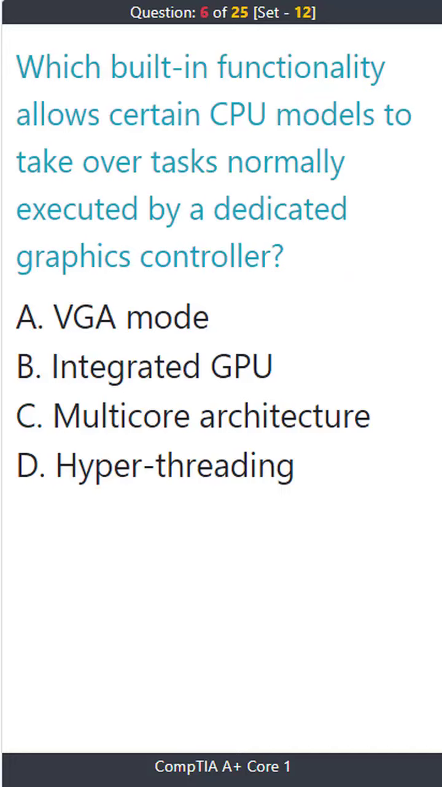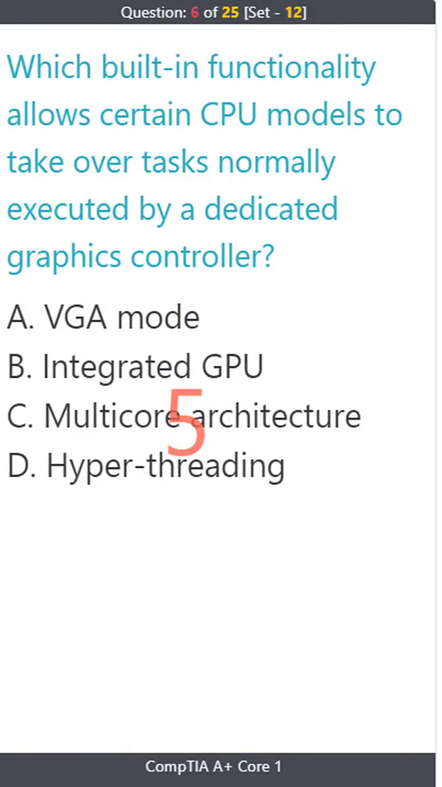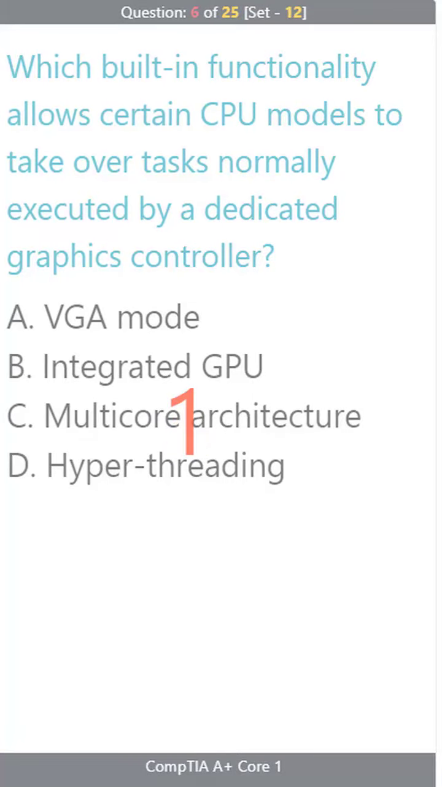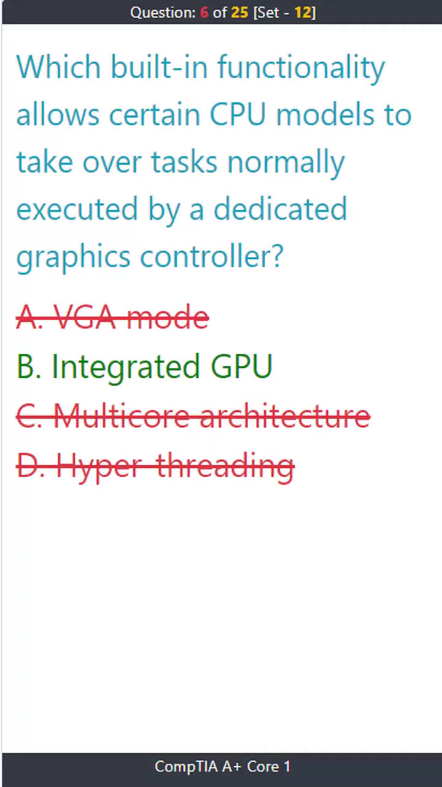Question 6. Which built-in functionality allows certain CPU models to take over tasks normally executed by a dedicated graphics controller? A. VGA mode, B. Integrated GPU, C. Multi-core architecture, D. Hyperthreading. The correct answer is B. Integrated GPU.